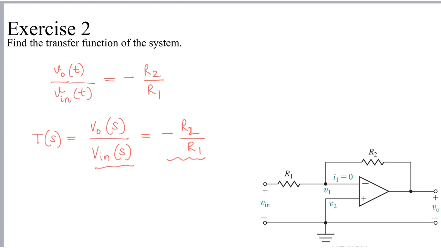This process of finding transfer functions of systems is very important because it gives us the input-output characteristic. Using these transfer functions and putting different systems together, you can build a much more complicated system. We'll take a look at that in the next few videos.